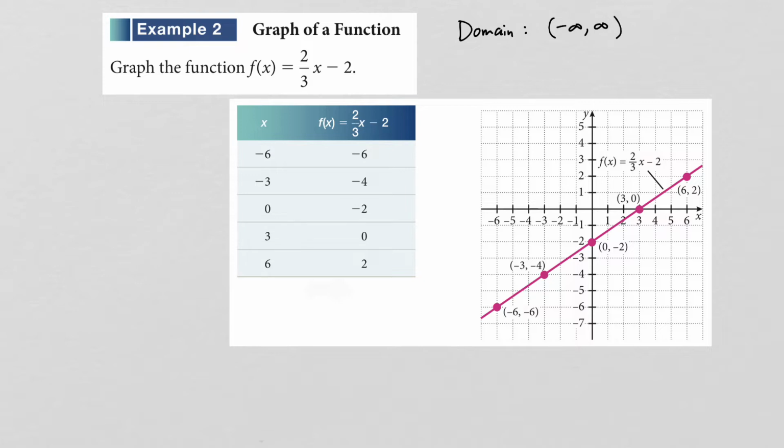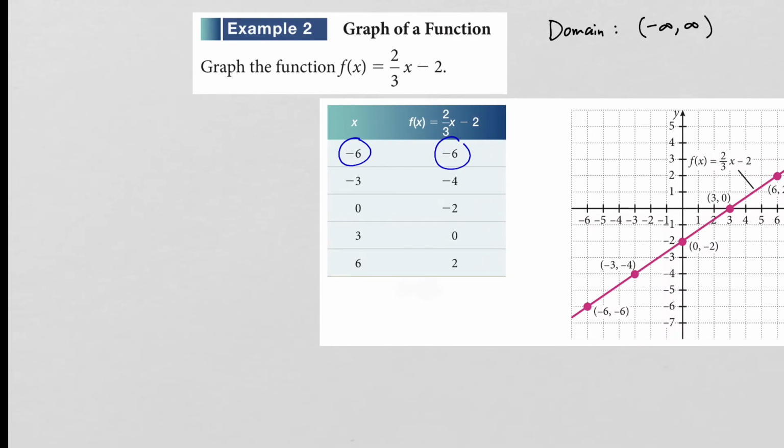Just to make sure you understand what happened here, let me pick the first number. How do I know that if x is -6, f of x is also -6? Well, we plug -6 into the function. f of -6 means we take the number -6 and replace x with that number. So we get 2/3 times -6 minus 2.